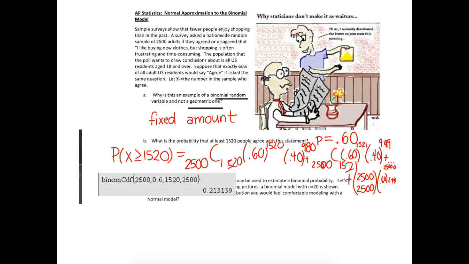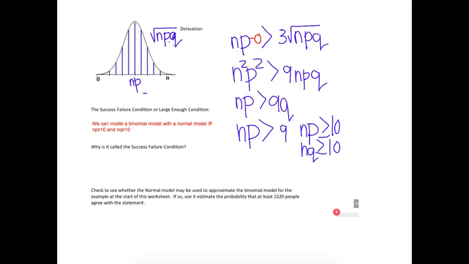Okay guys, so on Wednesday we talked about when we can use the normal model to approximate the binomial model. So we looked through this problem, we said that this was a binomial random variable, and we calculated the probability that at least 1,520 people agree with the statement. Next, we talked about what this would look like if we wanted to be able to approximate it using a normal model.